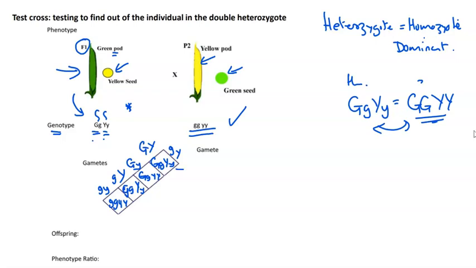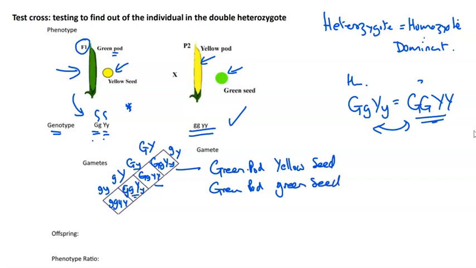Now let's think about the phenotypes that we would get from that. So this particular individual, this particular fertilization, that would end up being green. So that's a green pod with a yellow seed. Now this one would be green pod but with a green seed.